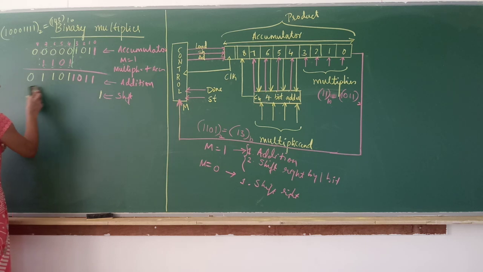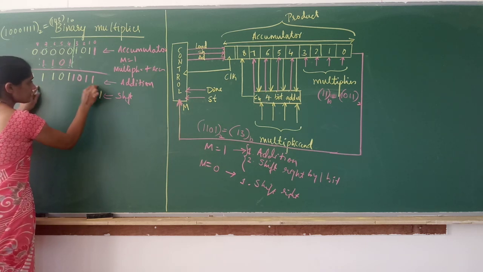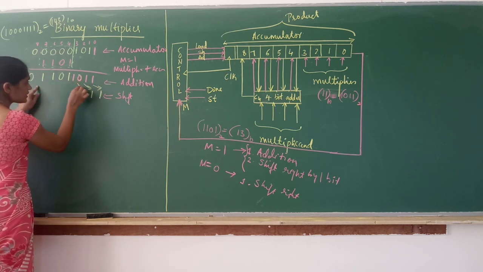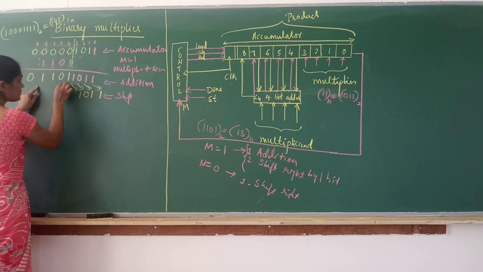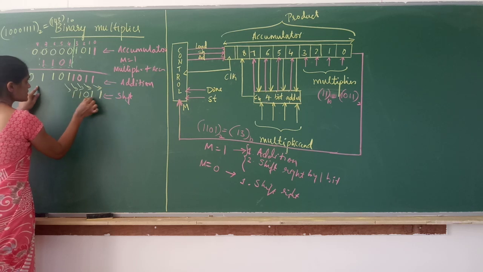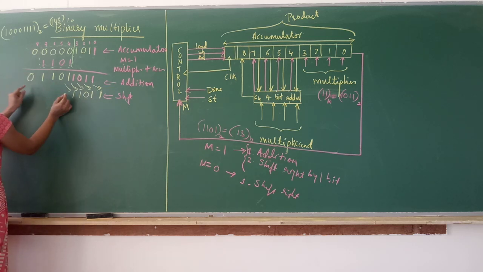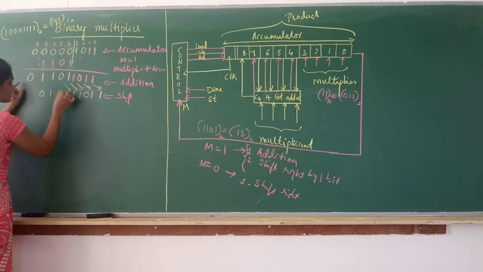Is it correct? Right here. This 1 will come out. This will shift here. Okay. This will shift here. So 0. This will shift 1. So 1, 1, 0, 1. This is going to be shifted. So what is that? 0, 1, 1, 0, 0, right?